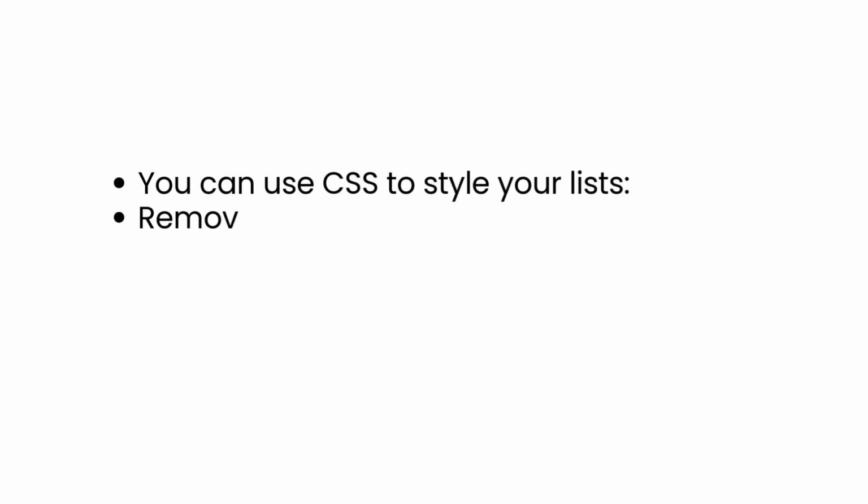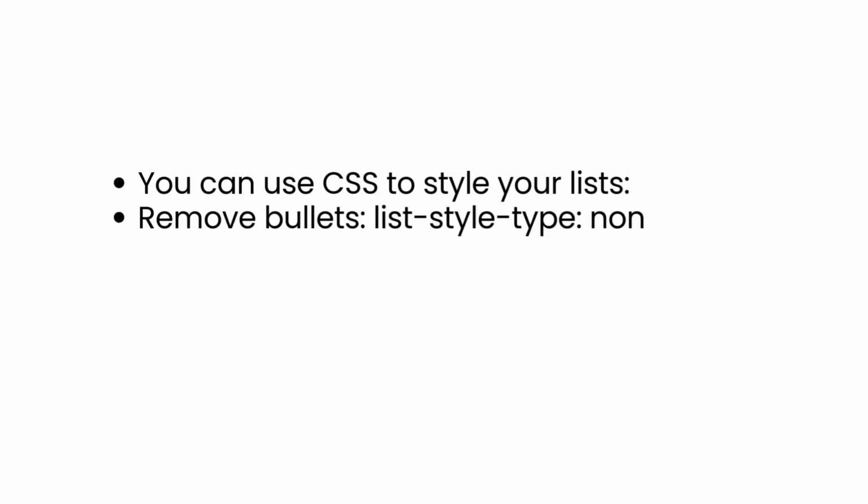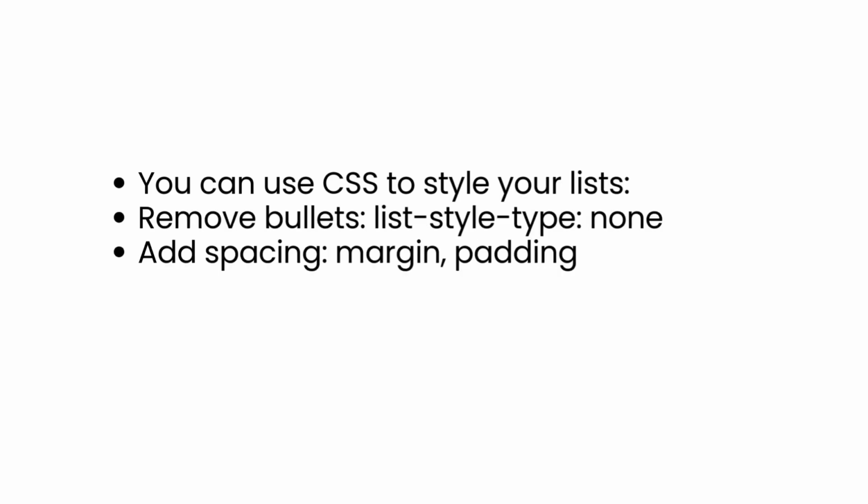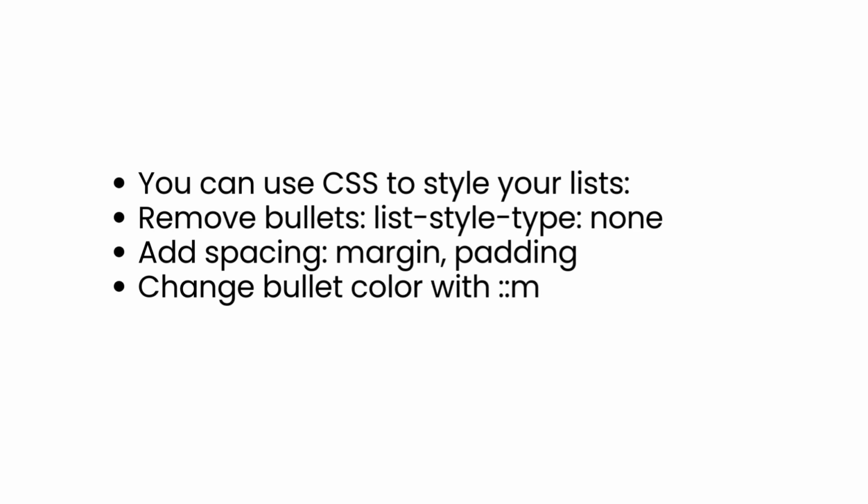You can use CSS to style your lists. Remove bullets with list-style-type: none. Add spacing with margin and padding, and change bullet color with ::marker in modern CSS.